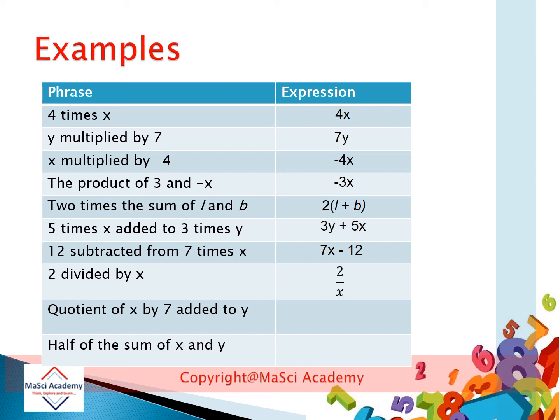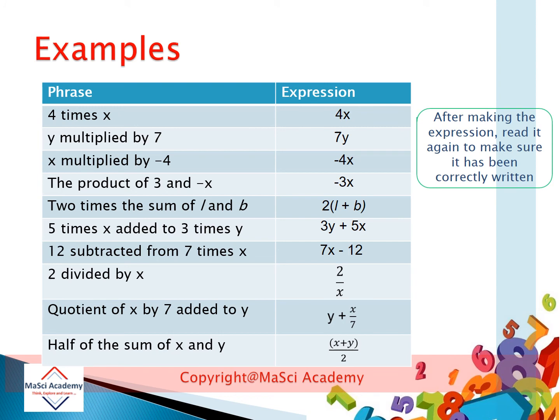We also use the phrase quotient of when we are using division phrases. For example, quotient of x by 7 added to y becomes y plus x upon 7. Half the sum of x and y is (x plus y) upon 2. Again, after making the expression, do read it again to make sure it has been correctly written.